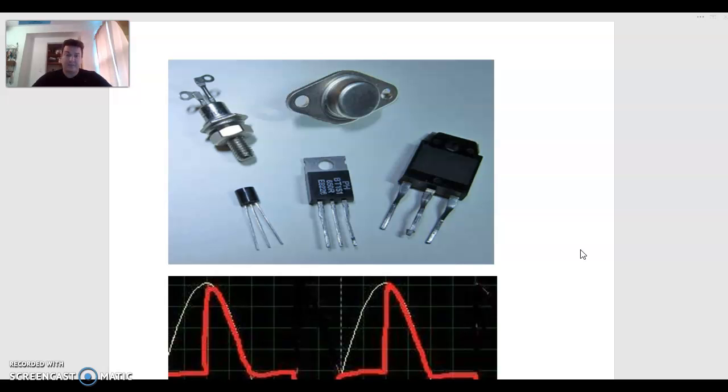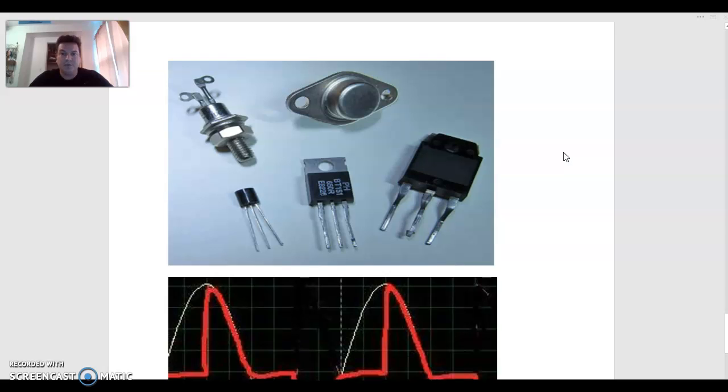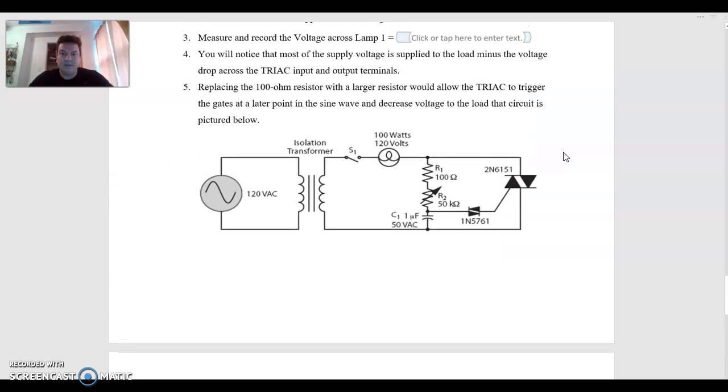sine wave. You'll notice that these are all different types of SCRs. These can also be TRIACs. They're very, very similar devices. A TRIAC is actually two SCRs connected in parallel with the gate terminals tied together. That allows the TRIAC to trigger both pulses out of the secondary of a transformer, allowing for full wave control to a load. We can see that here.